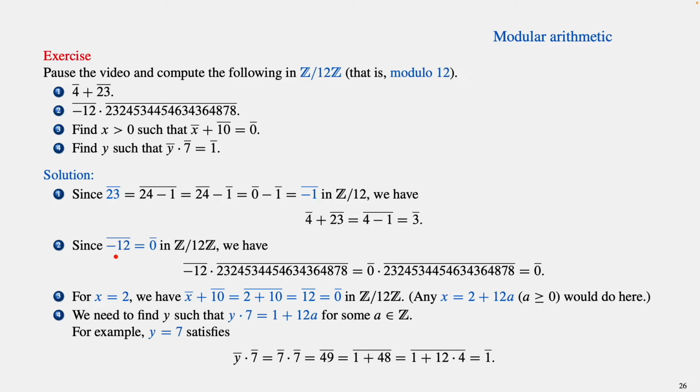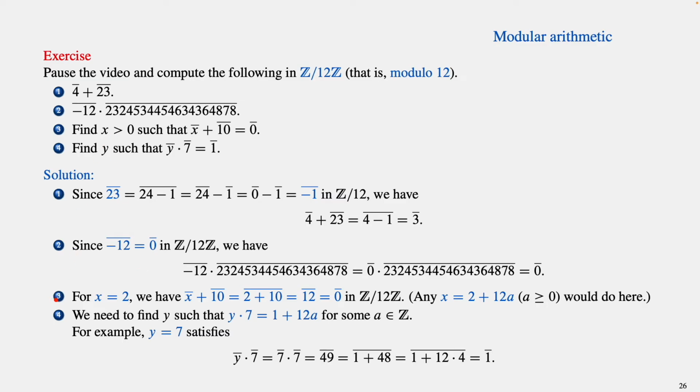For the second one, well, we have minus 12 being a multiple of 12, so this is actually 0 in Z over 12Z. So this whole product here is actually 0 times whatever that number is, so it's 0.